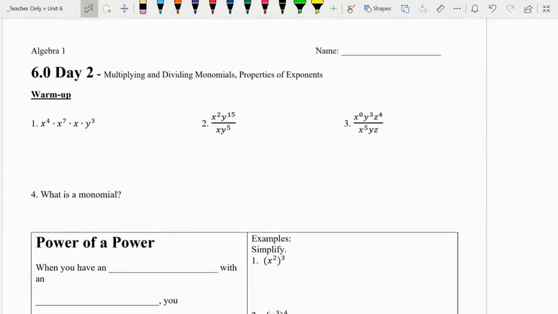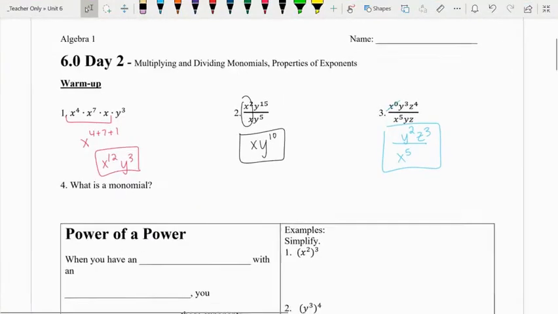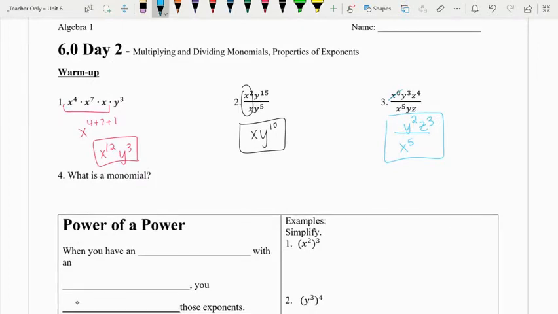6.0 day 2, we're going to multiply and divide monomials again and use some more properties of exponents. So what I want you to do first is this warm up really quick on your own, and then I will go over the answers. So the answers to your warm up are right here.